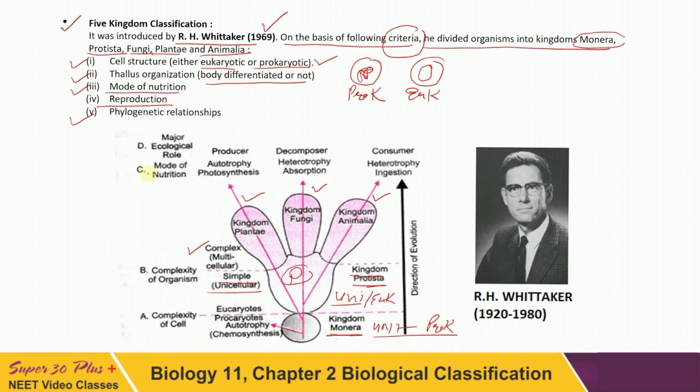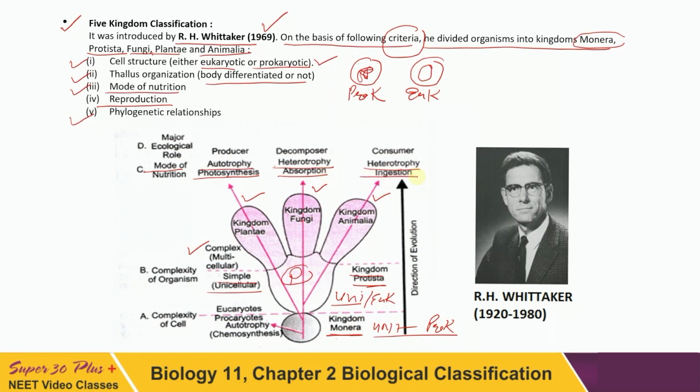If we talk about the mode of nutrition, in kingdom Plantae they can do photosynthesis. These are autotrophs. These two cannot make their food, that's why they are heterotrophs. They absorb food, or they eat solid food by ingestion.